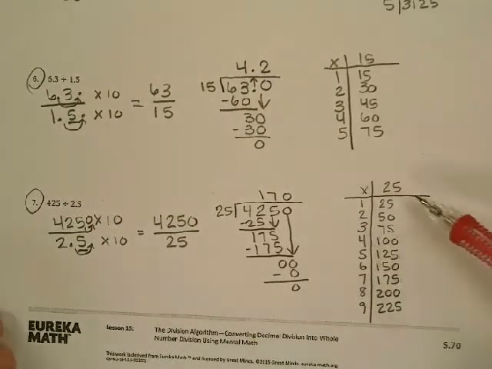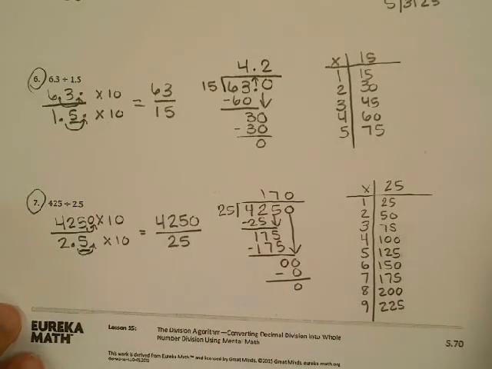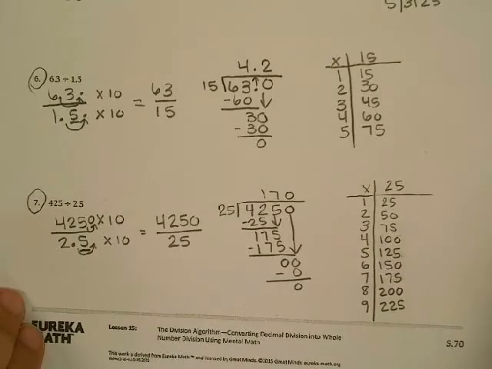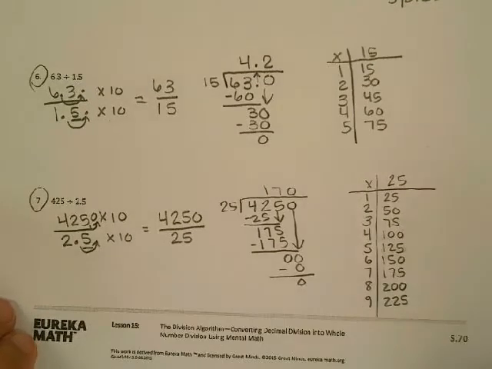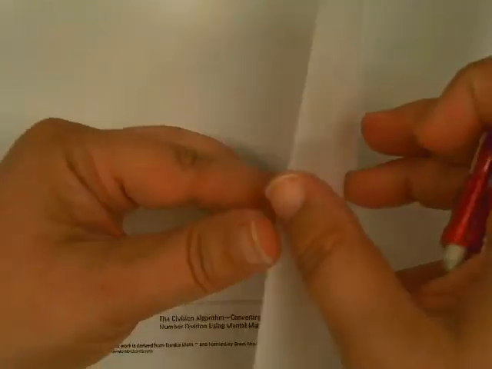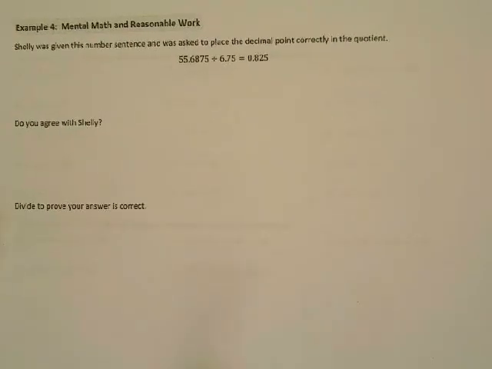Made your multiplication table for 25, and then that gives you the answer of 170. Feel free to pause this video right now if you need to. We're going to go on. We're going to skip over example number 3 for right now, and we are going to go on to example number 4 in your book. So that's on page 72.